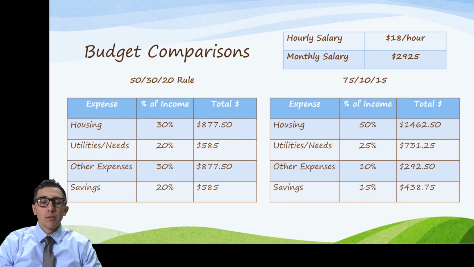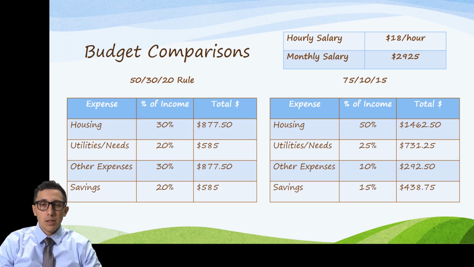Now, here's an example of someone who earns an hourly salary of $18 an hour. If this individual works full-time, they can make up to $2,925 a month. If we use the 50-30-20 rule, we can see that 30% of their monthly income is $877.50 for housing. That might not be enough to afford a one-bedroom apartment here in Napa.